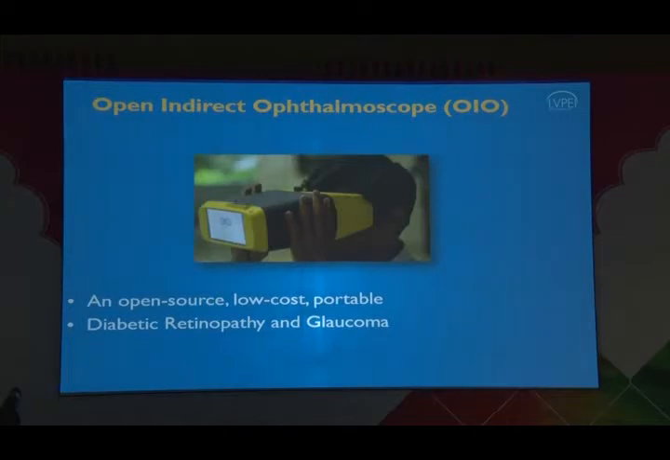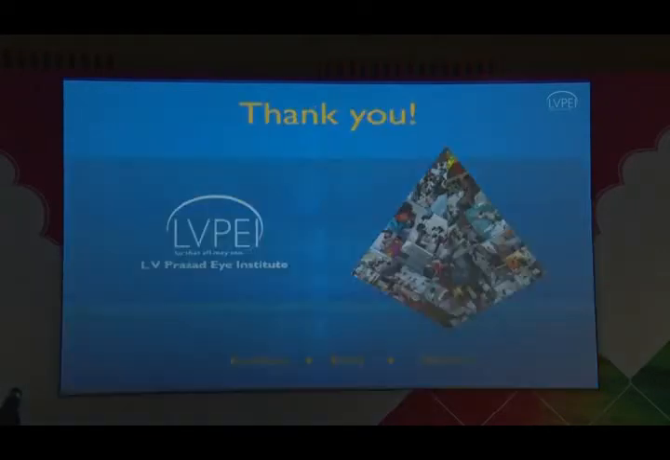So in summary, with this open source indirect ophthalmoscope with a machine learning algorithm for diabetes that is already in place, for glaucoma, what is the best way to do that based on the population-based study we have done is what we are working on. Thank you.